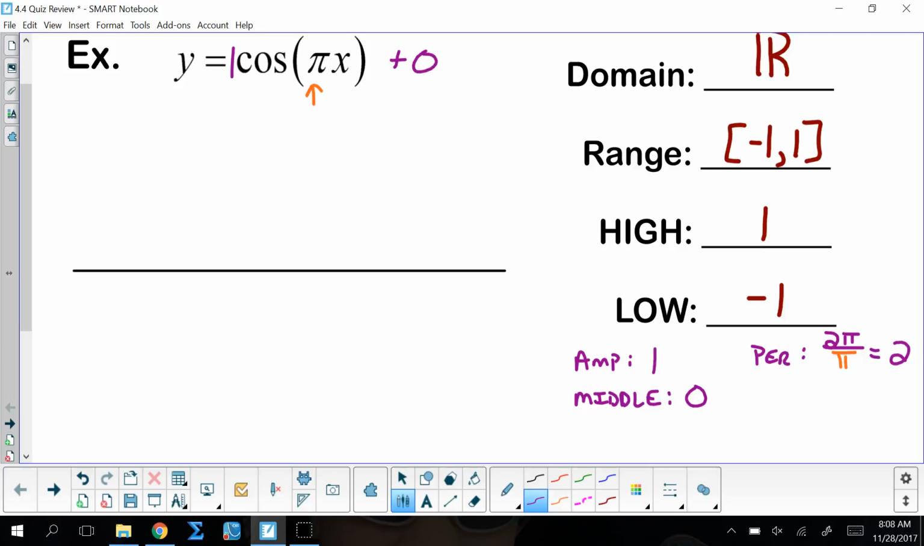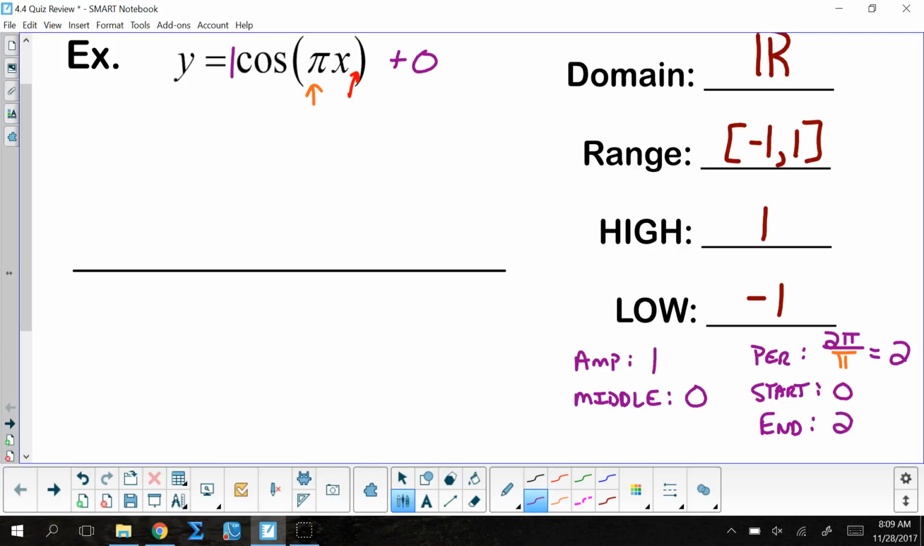Okay. Where does this first curve start? Starts at 0. And that's anything added or subtracted inside the parentheses, and we think oppositely there. So that means it's going to end where? It's going to end at 2.